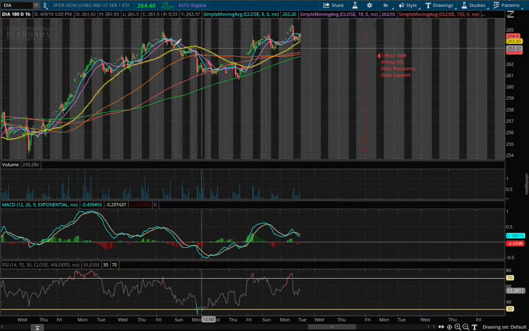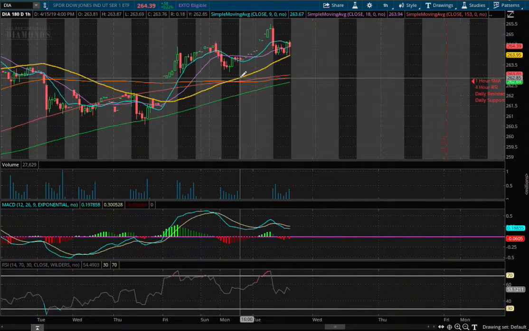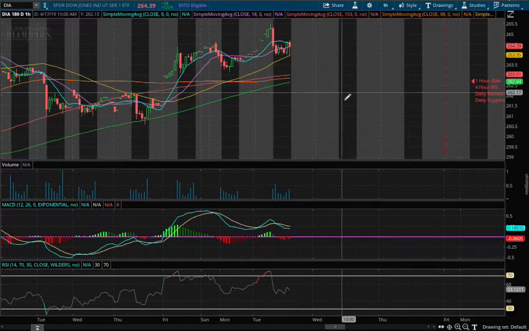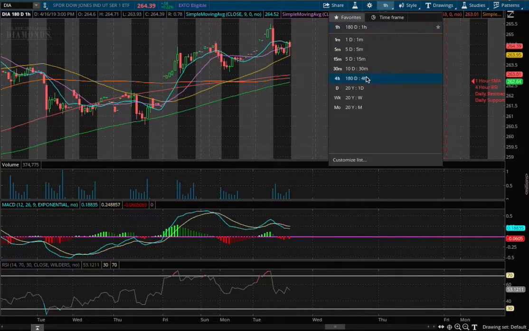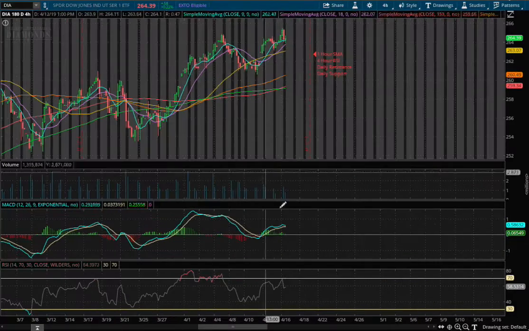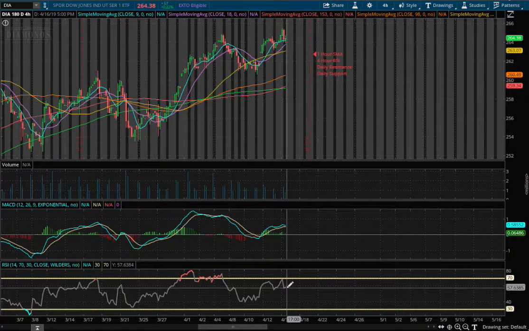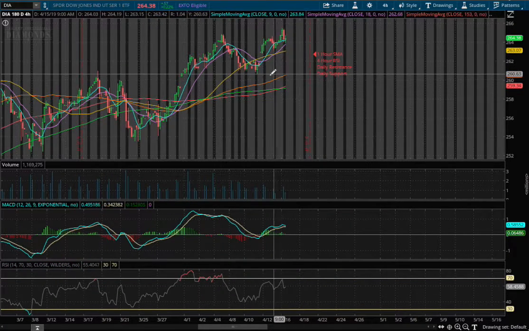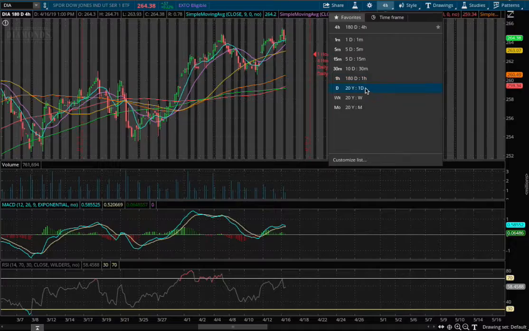On the 1 hour chart we found some support on the 50 moving average, and on the 4 hour chart we have not reached an overbought RSI, so there is still more room to move up.